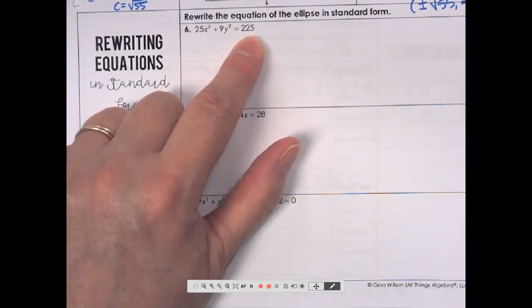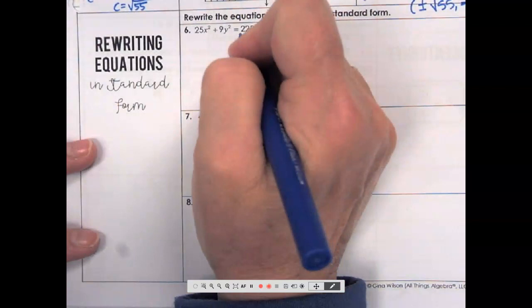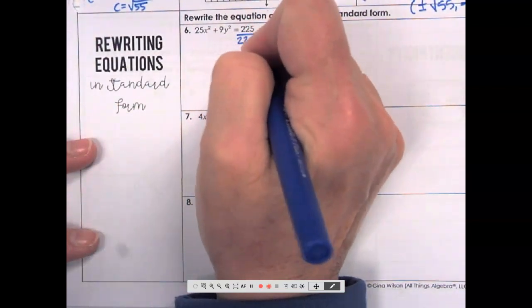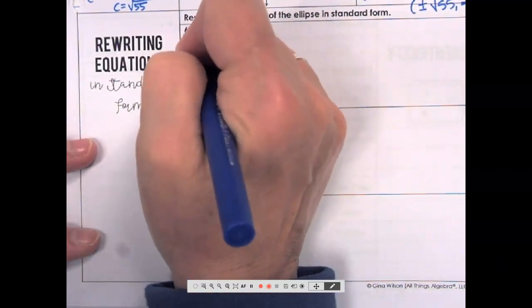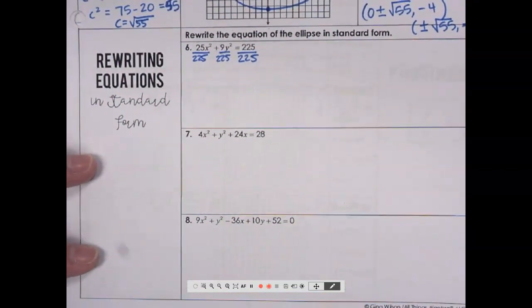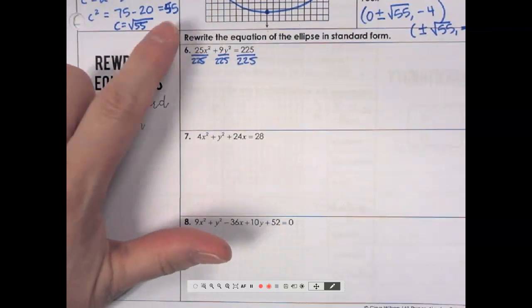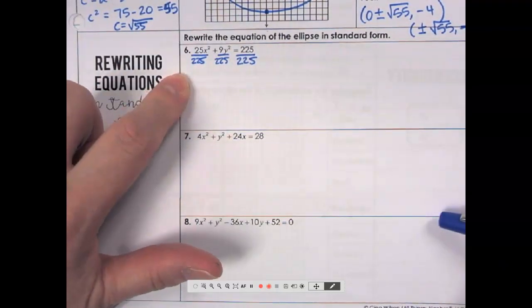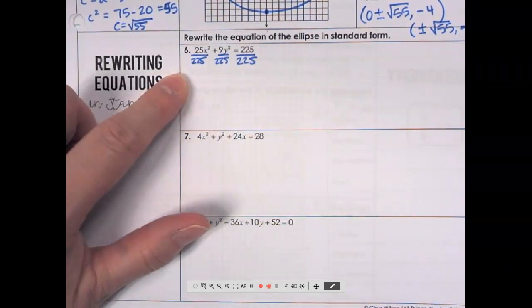What can I do to 225? Divide by 225. That's it. Whatever this number is, I'm going to make it 1 by dividing by itself. But we have to divide everything by 225. Okay, now the good news is these usually will divide evenly. All right, what does that reduce to? 25 over 225. Use your calculator if you need to.